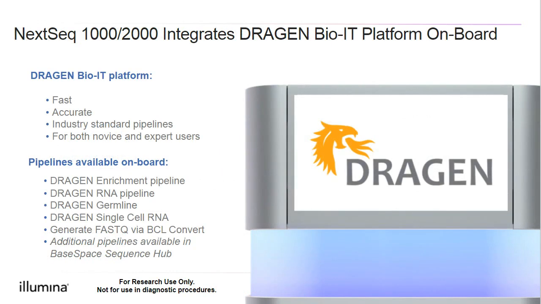NextSeq 2000 integrates the DRAGEN platform on board. It allows for fast, accurate, industry standard pipelines that are appropriate for both novice and expert users. Some of the pipelines that are currently available on board are Enrichment, RNA, germline, single-cell RNA, as well as generate FASTQ via BCL Convert. There are additional pipelines available within BaseSpace Sequencing Hub.